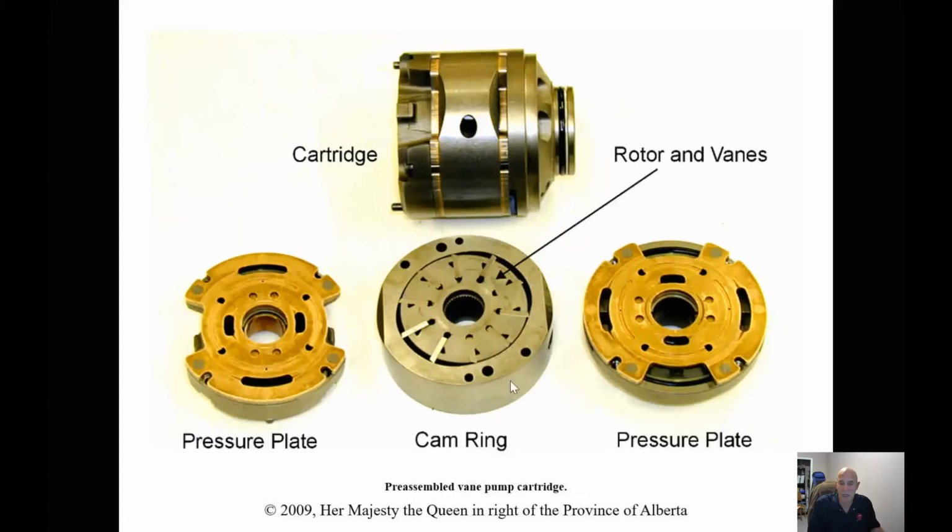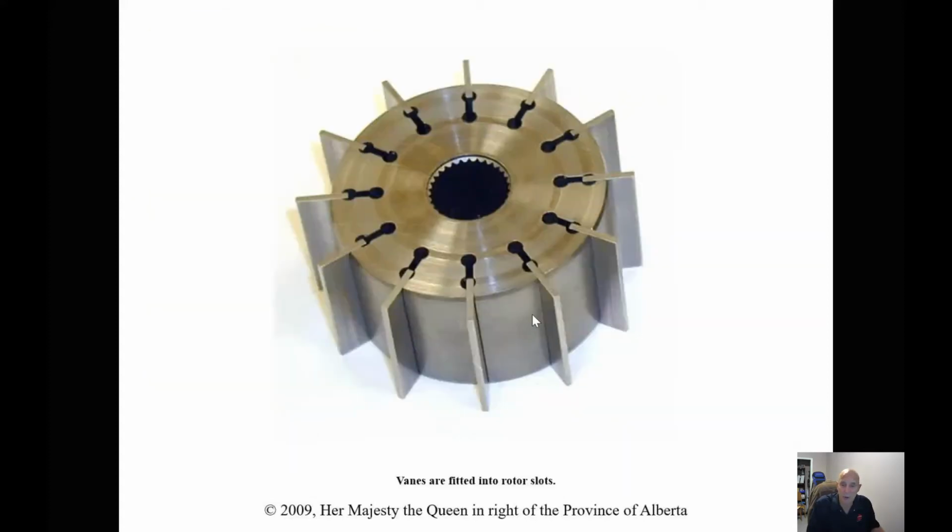And again, we have a cam ring with a rotor and vanes internally inside, and then we have 2 pressure plates. Again, they stay nice and tight so that we don't get any leakage past from the high pressure side to the low pressure side. The other thing we take a look at is the vanes themselves. So these vanes can come in a couple different styles.